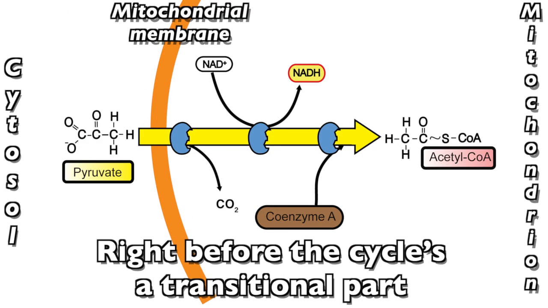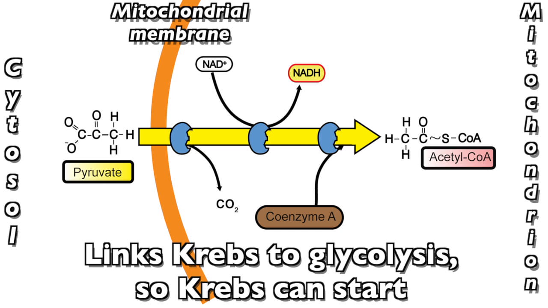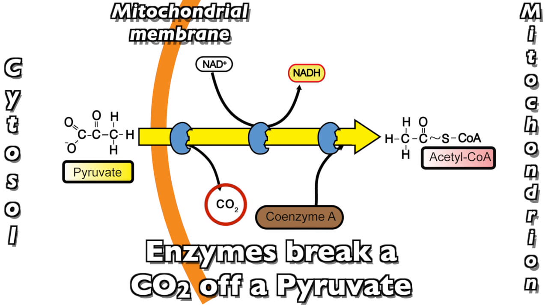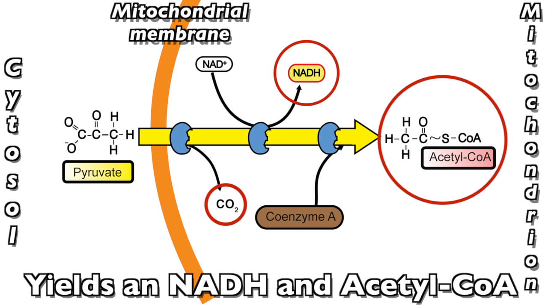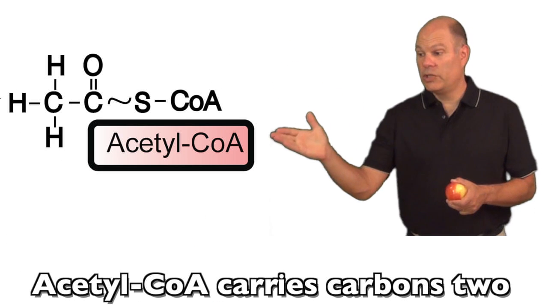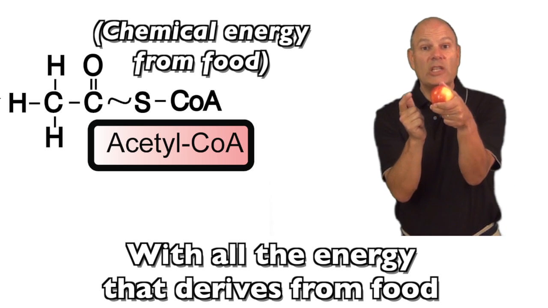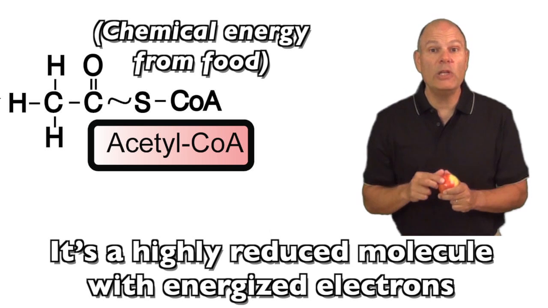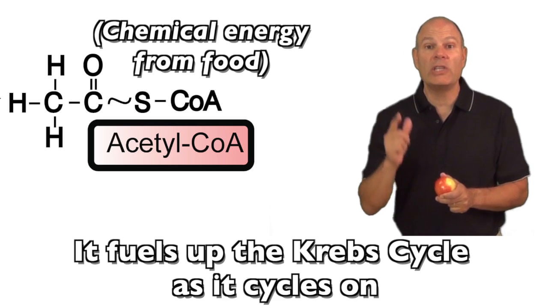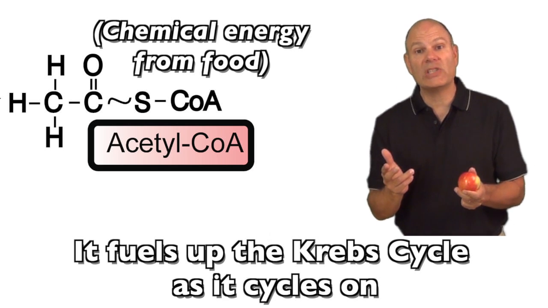Right before the cycle is a transitional part that links Krebs to glycolysis so Krebs can start. Enzymes rake a CO2 off a pyruvate, which yields an NADH and acetyl-CoA. Acetyl-CoA carries carbons too, with all the energy that derives from food. It's a highly reduced molecule with energized electrons that fuels up the Krebs cycle as it cycles on.